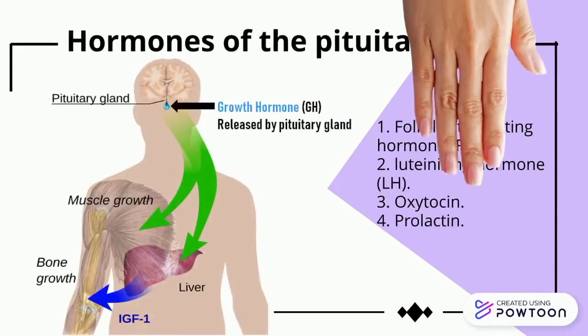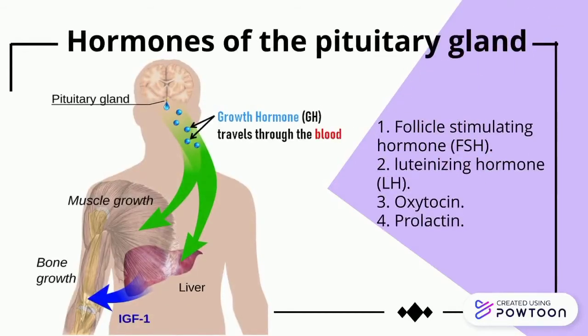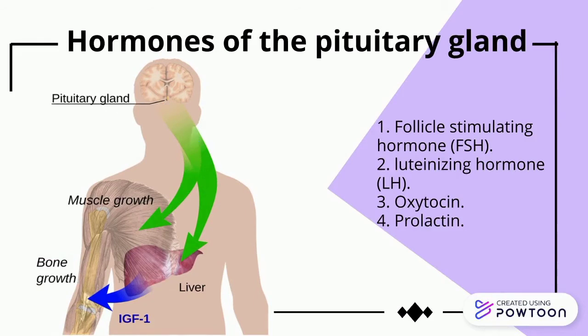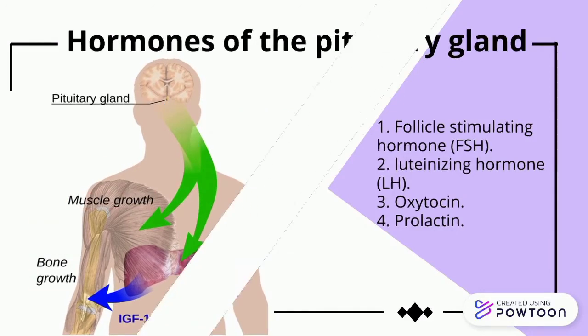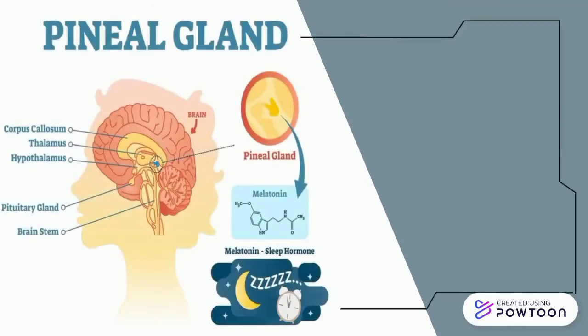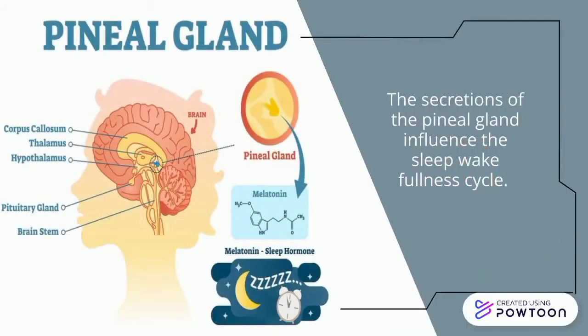1. Follicle-stimulating hormone, FSH, controls the production of eggs and sperm. 2. Luteinizing hormone, LH, controls estrogen and testosterone production as well as ovulation. 3. Oxytocin helps with lactation, childbirth, and mother-child bonding. 4. Prolactin promotes breast milk production. The pineal gland. The secretions of the pineal gland influence the sleep-wake cycle.